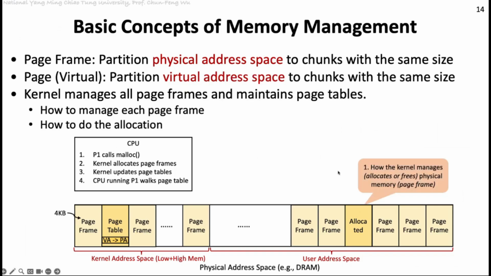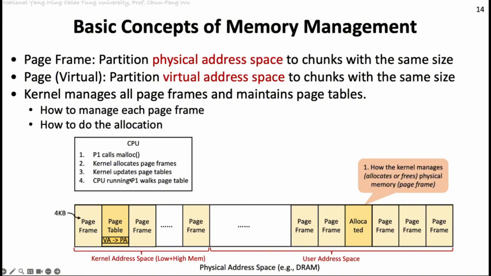There are several things we need to know. First, how to manage each page frame. And the second one is how to do the allocation. What I mean by how to manage each page frame is, in Linux, what data structure does Linux have to manage those page frames? What kind of information will be inside that data structure?